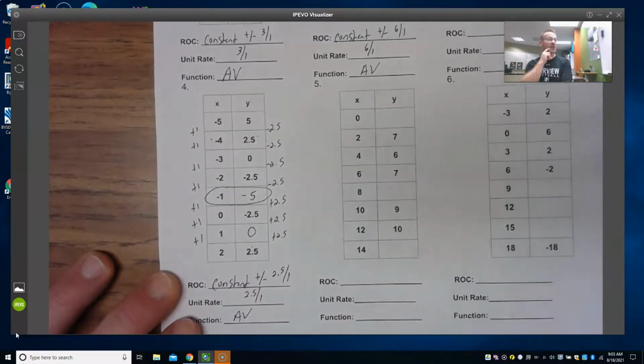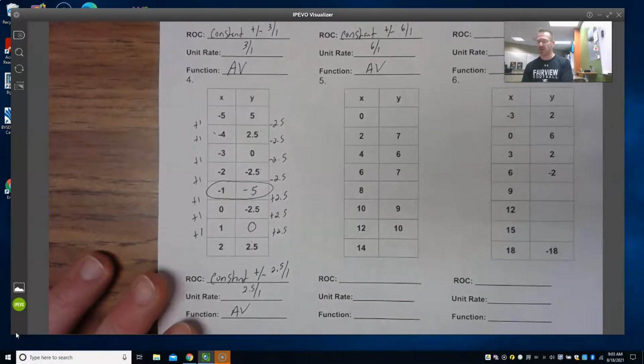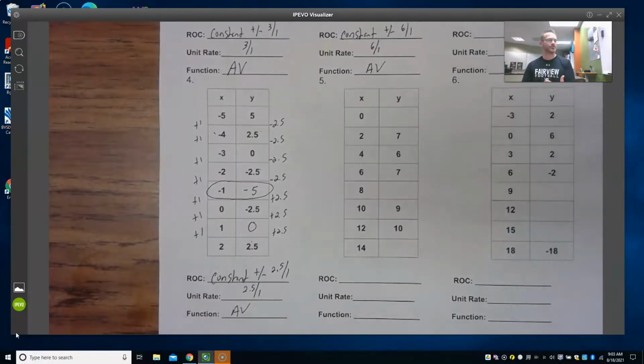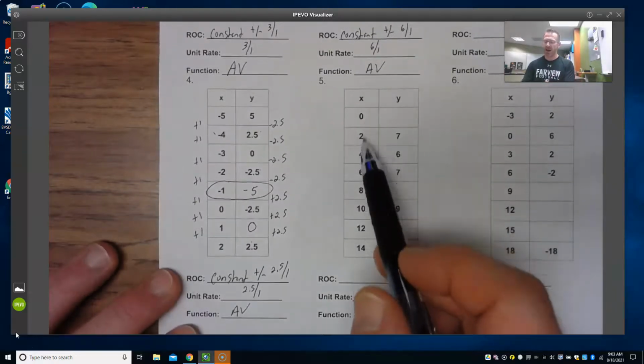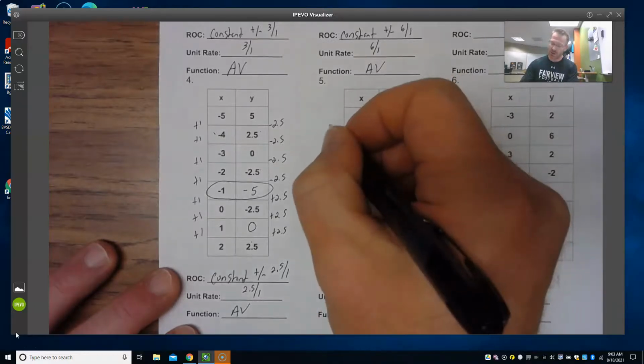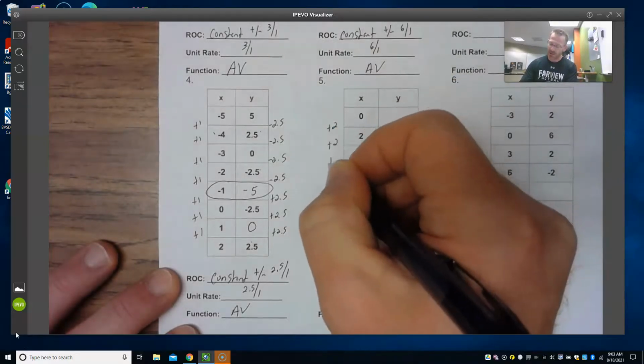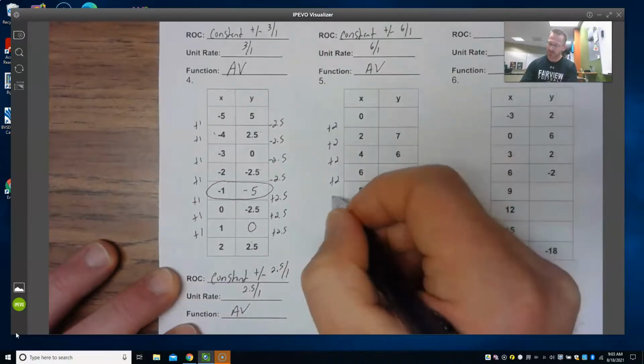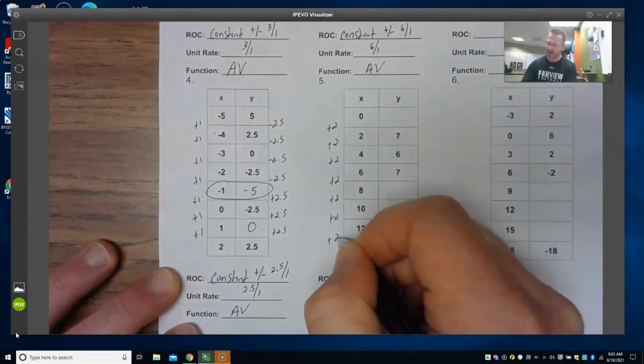All right, let's do one more together. Let's do number 5 together. Now, once again, when we start looking at what's happening here, I look at my x's. I can see that they're all going up by 2.